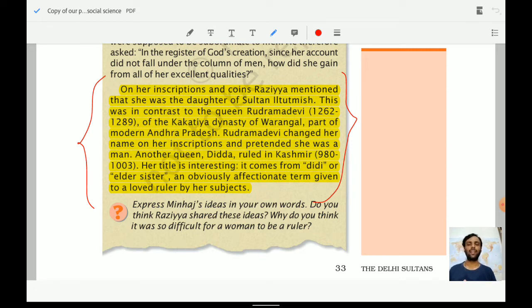Another queen, Didda, ruled in Kashmir somewhere around 982 to 1003. Her title is interesting; it comes from Didi, or the elder sister, an obviously affectionate term given to the loved ruler by her subjects. So we have talked about three rulers as of now: Didda, who ruled Kashmir; Rudrama Devi from the Kakatiya dynasty; and Razia Sultan. So these three we have talked about, and why they have an important place in the history of India, right?